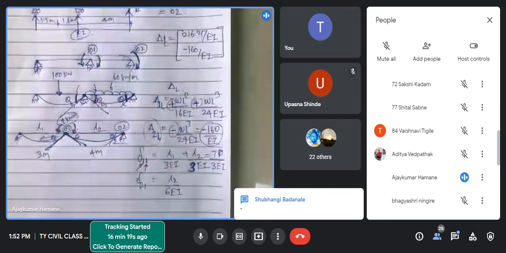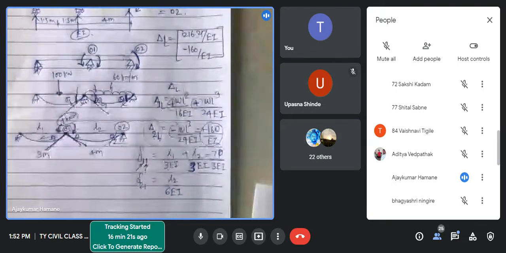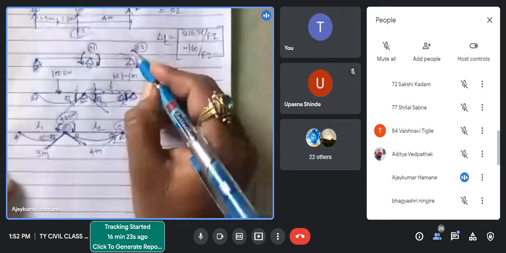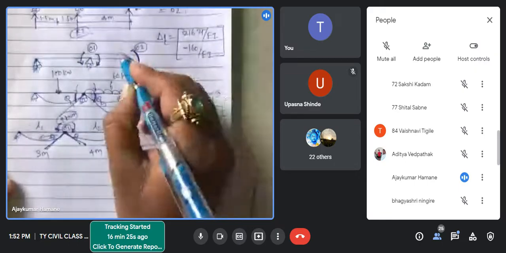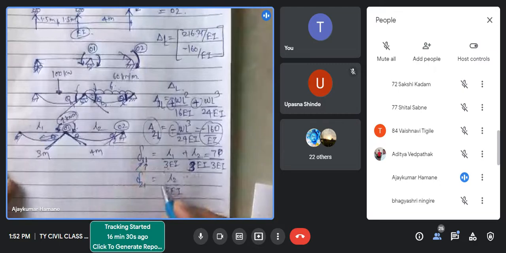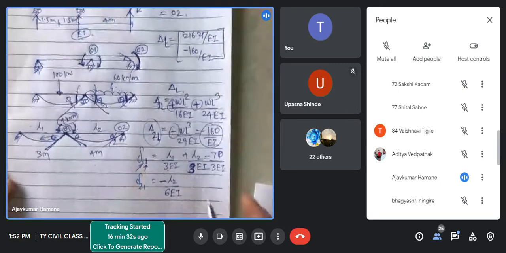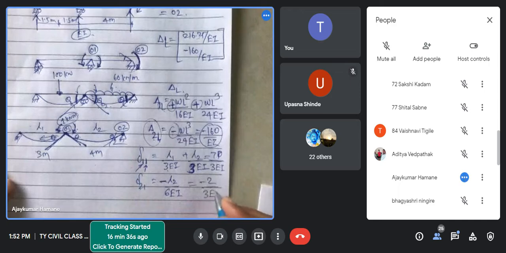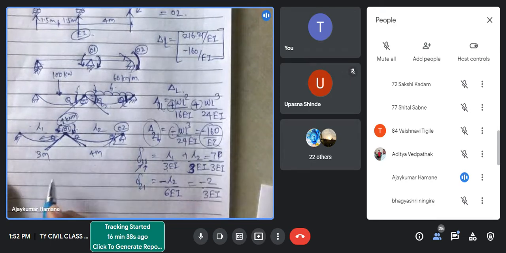Some are giving plus sign, some minus sign. See, now assume the coordinate is clockwise, so it gives us upward slope. But here what we have is downward slope, so that's why minus. Remember this one. So this value we got minus 2 divided by 3 EI. Correct? Now next is what?